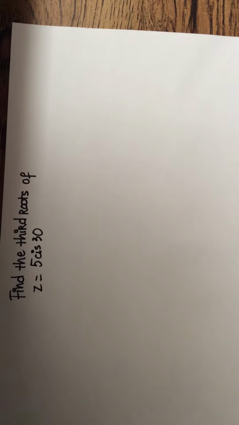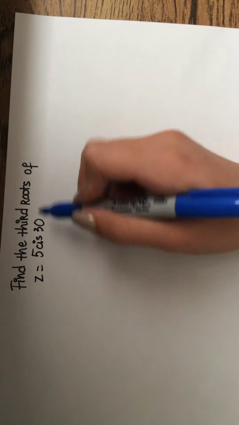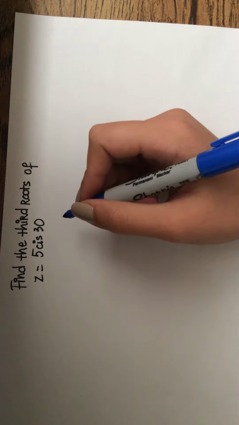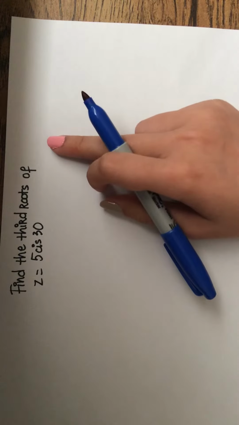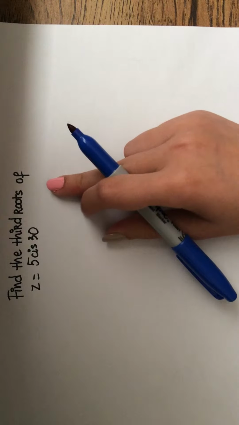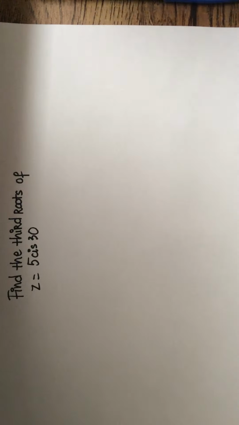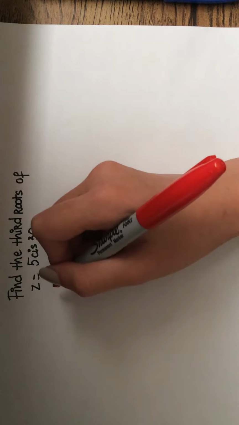That's one way to use it, but there's also another way that's going to be much easier for you to use. So the problem wants you to find the third roots of z equals 5 cis 30. For this particular problem, since you need to plug it into a formula, it's going to be much easier if you write your data out. Okay, so let's write out what your problem gave you.